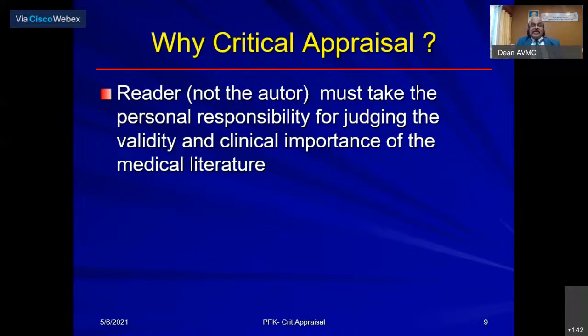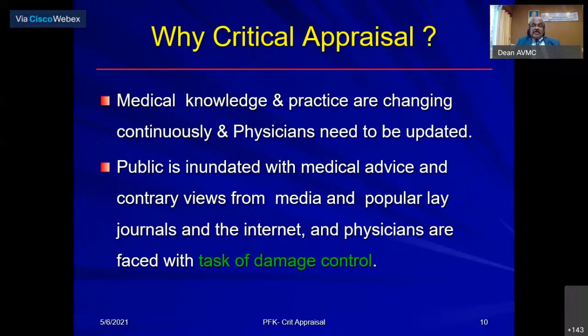It is like the law of communication: if the communicatee doesn't understand what the communicator is telling, the fault lies with the communicator. A similar principle applies here. The person who reads, not the author, must take the responsibility for applying the findings of the research to his patients or his setup. So this is another aspect of critical appraisal.